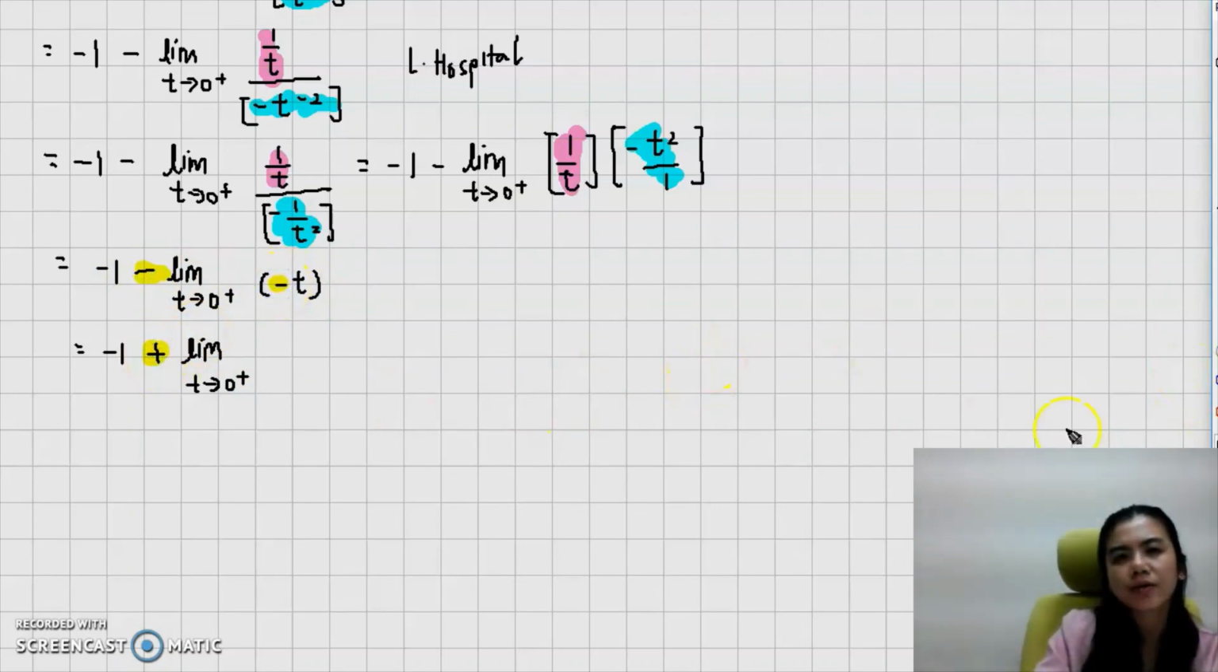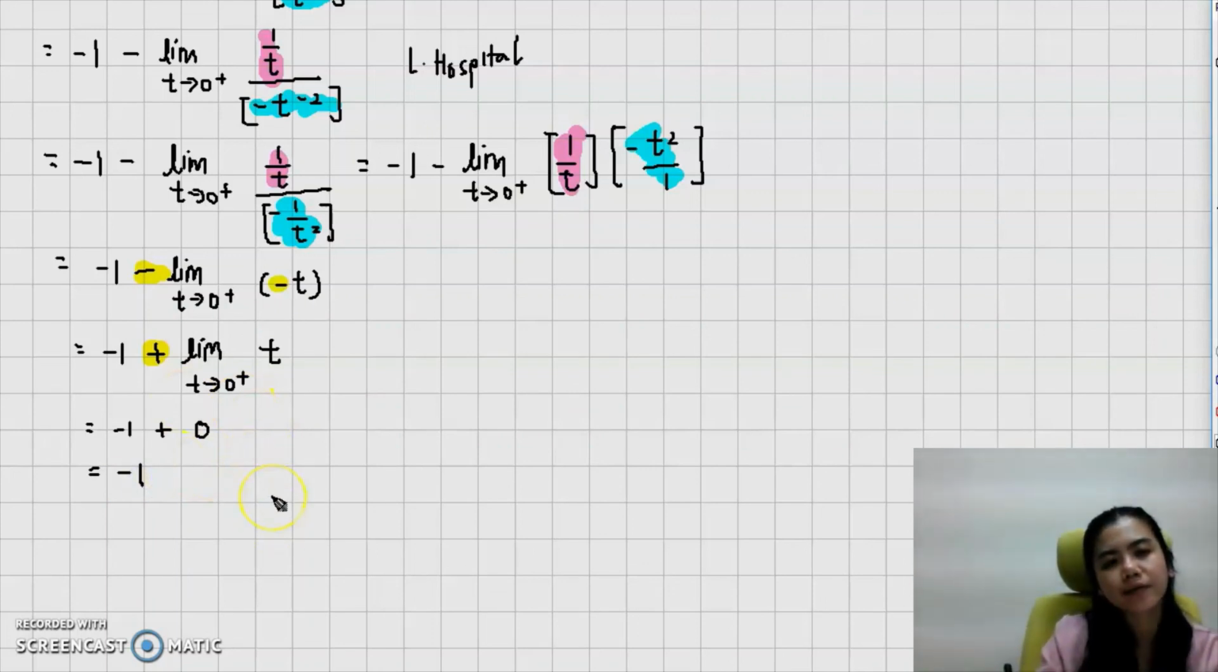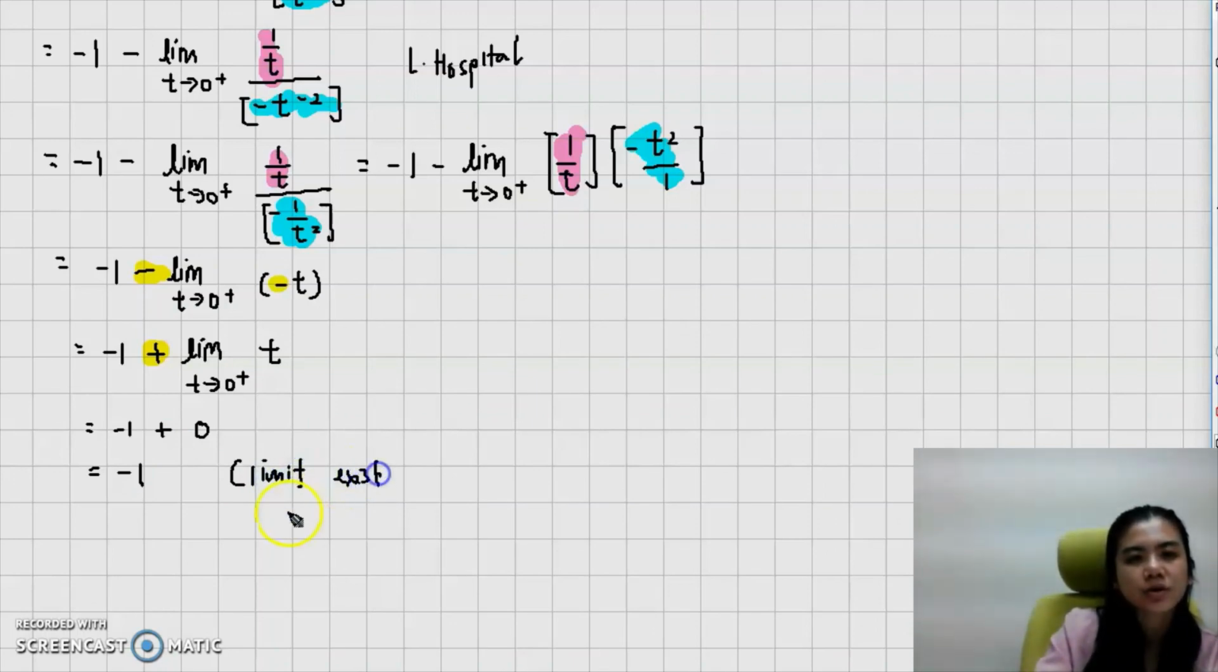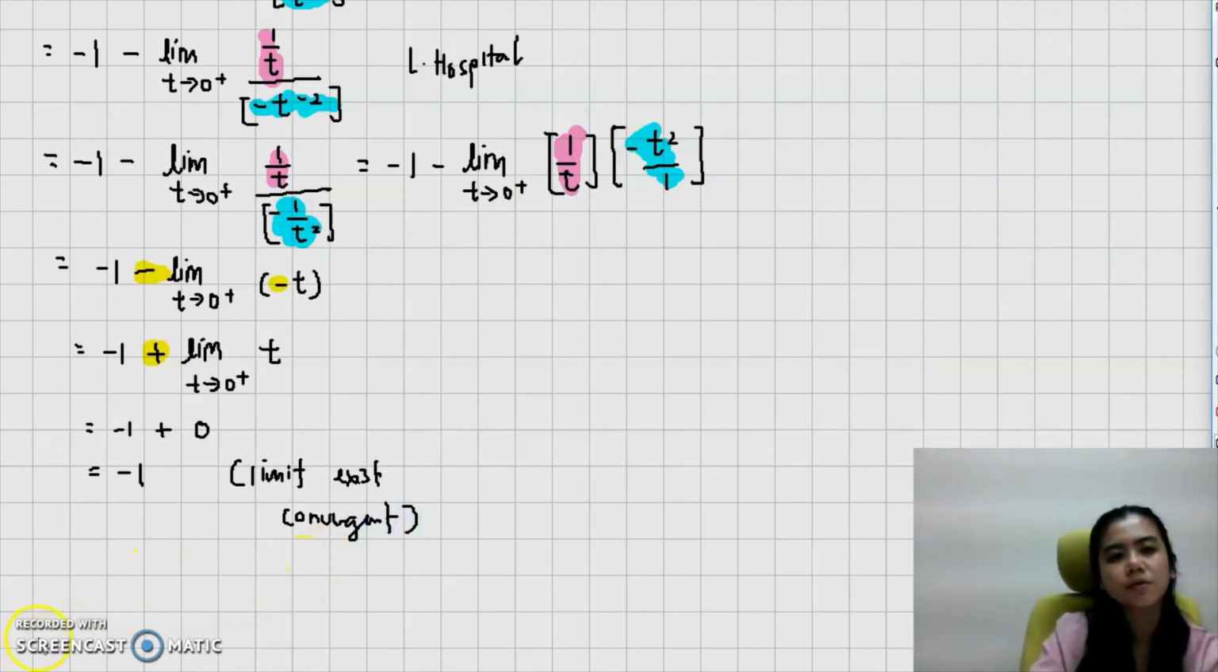Now we have a t here, so let's substitute the t with a 0. So we have a 0 here, and at the end we have minus 1. Since you have minus 1 as the answer, we say that the limit exists and it is convergent. So that's the answer for this example.